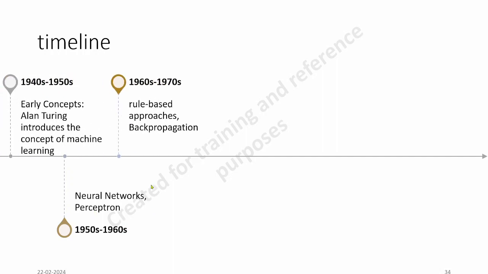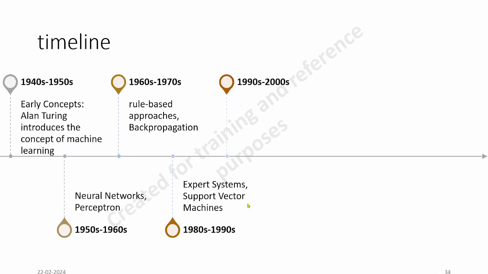In the 1960s and 70s, rule-based machine learning models came into existence. A little bit of back propagation, which is a key characteristic of deep learning, was introduced. It was not used, but rather it was introduced. Now, the momentum changed or gathered velocity around the 1980s and 90s with a lot of new machine learning models, for example, support vector machines.